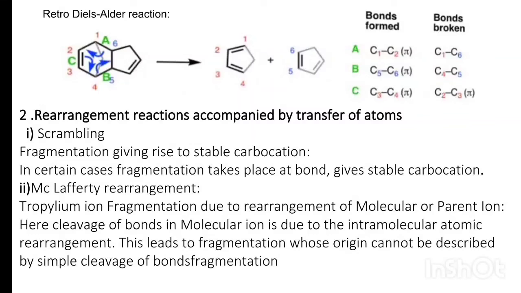Now the second type, rearrangement reaction accompanied by transfer of atoms. First one is scrambling. Fragmentation giving rise to the stable carbocation. In certain cases, fragmentation takes place at a bond and gives a stable carbocation. Second is McLafferty rearrangement. Tropylium ion fragmentation due to rearrangement of the molecular or parent ion. Here, cleavage of bonds in the molecular ion is due to intramolecular atomic rearrangement. This leads to fragmentation whose origin cannot be described by simple cleavage of bonds.